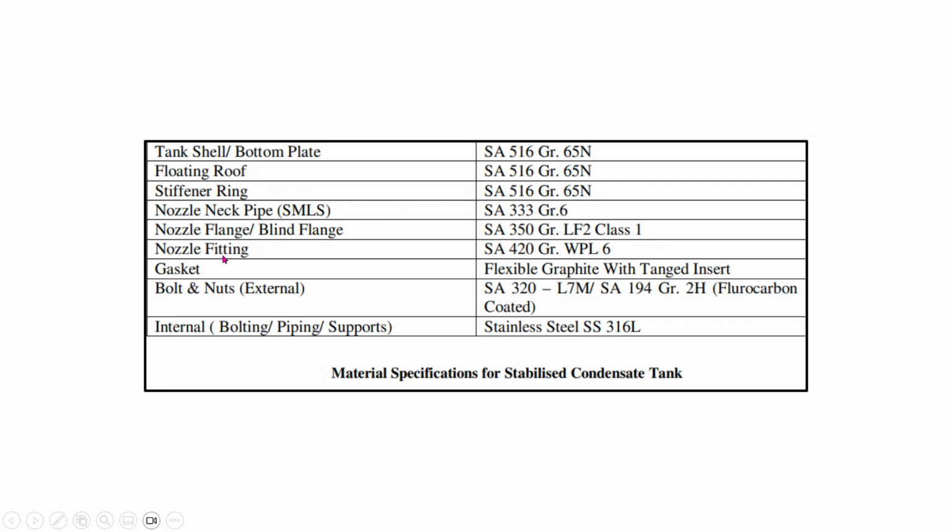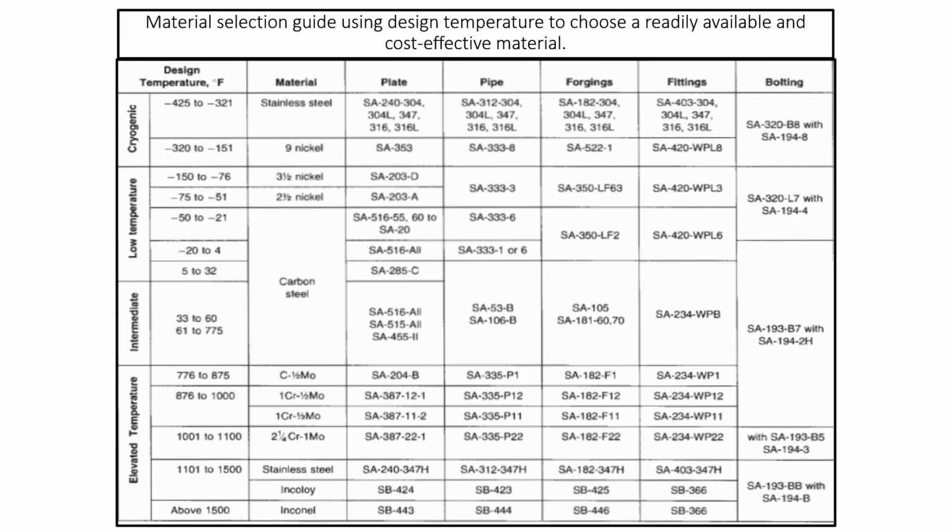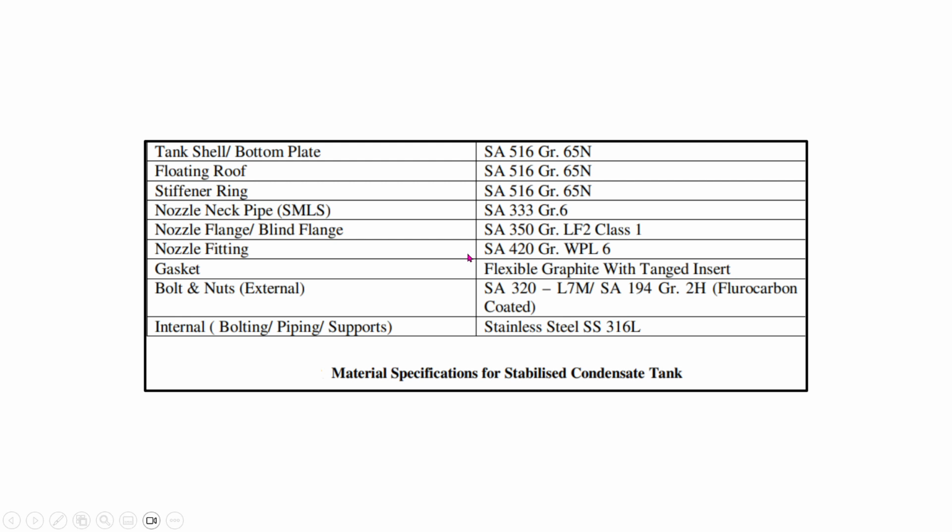Stiffener ring, that is also SA 516, 65N. Then your nozzle neck pipe will be SA 333, the carbon steel pipe grade. So you have to mention the 333.